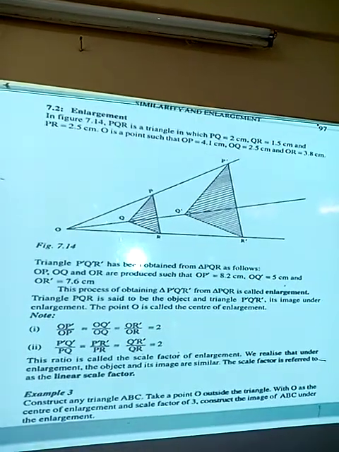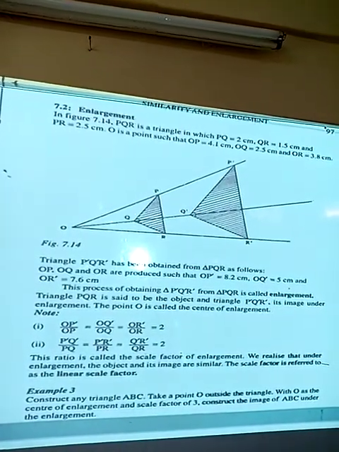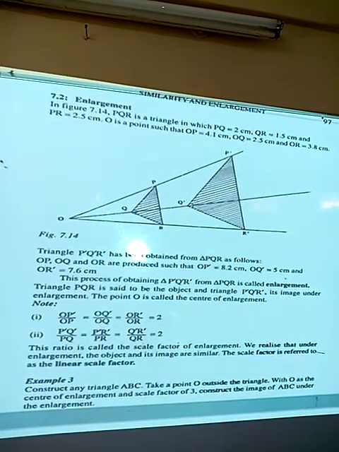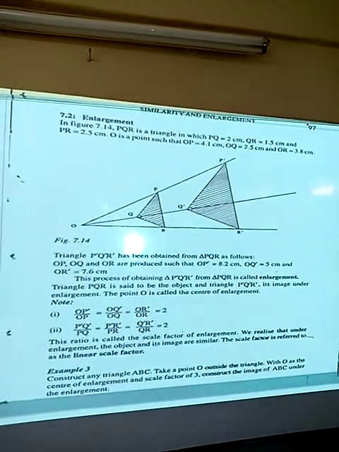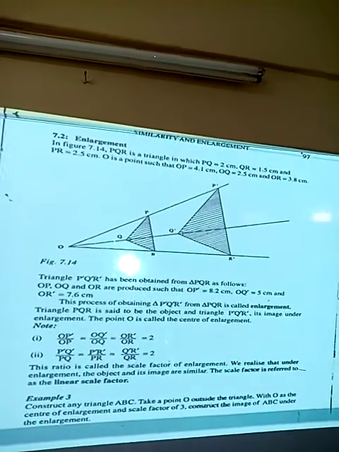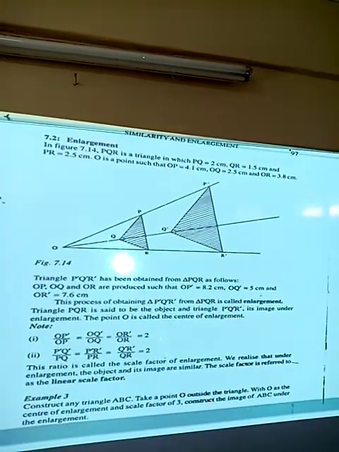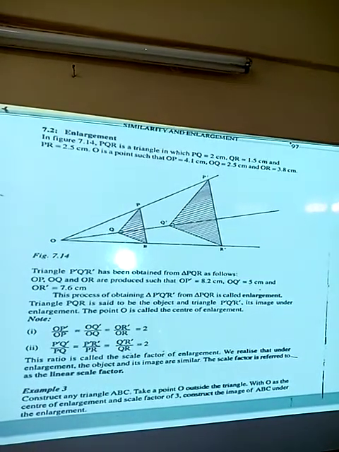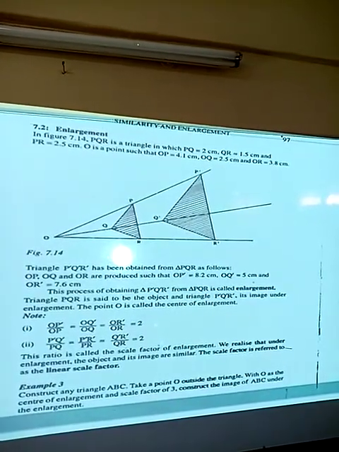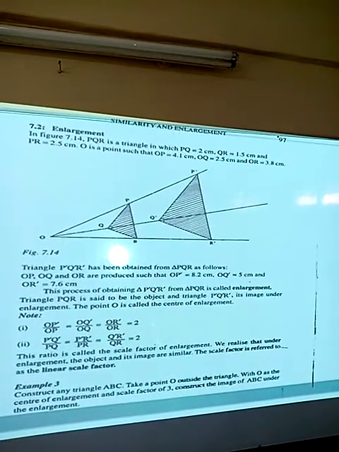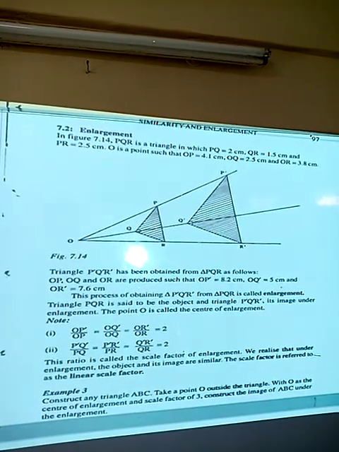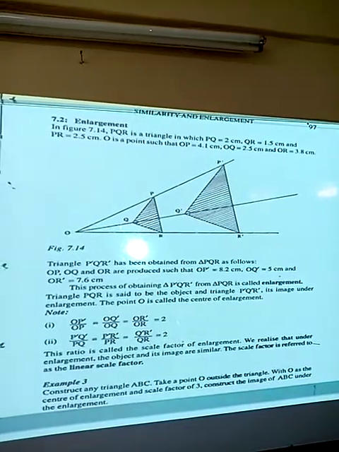Triangle PQR is said to be the object, and triangle P prime, Q prime, R prime is its image under the enlargement. The point O is called the center of the enlargement. So for us to state the enlargement, we must mention the scale factor of the enlargement and the center of the enlargement. The question is, how do we obtain the scale factor of enlargement?